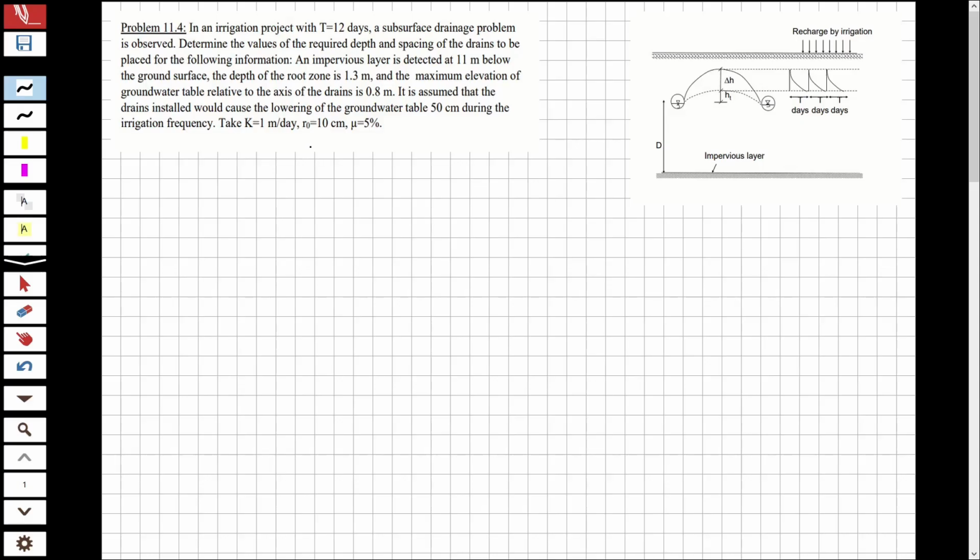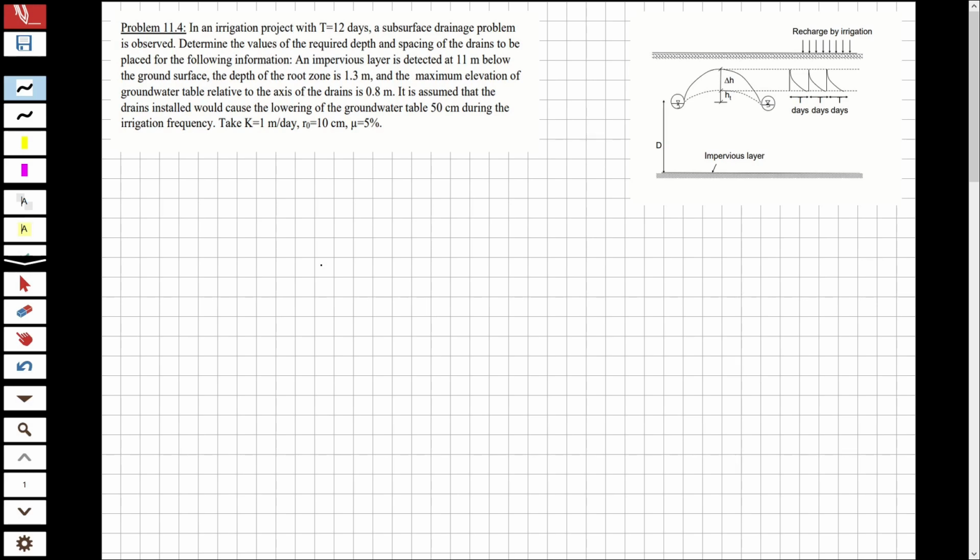In this video we are going to solve a question about water resources engineering, and the chapter will be irrigation drainage. So let's solve the question. First, we are going to read it and understand what it says to us. In an irrigation project with the time is 12 days, a subsurface drainage problem is observed. Determine the values of the required depth and spacing of the drains to be placed for the following information.